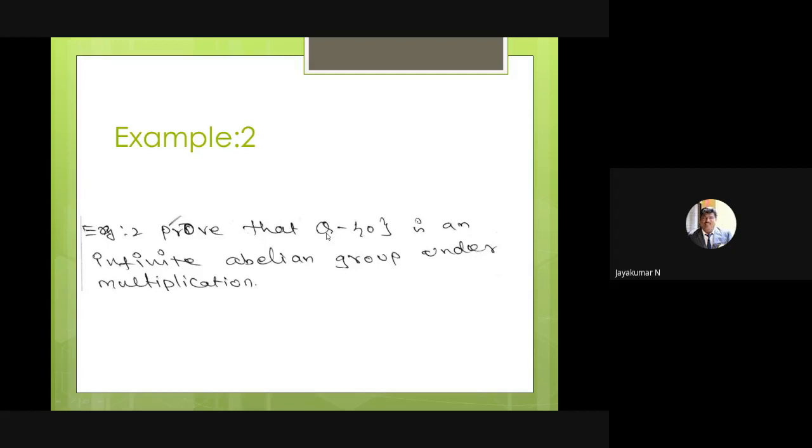Q minus 0 means the set of all non-zero rational numbers. Under multiplication, we have to prove it is an infinite abelian group. This is the easiest one, a similar one. Quickly we recall: if we choose any two elements in Q minus 0, the product of them also belongs to Q minus 0, because A and B are non-zero. When you multiply, definitely AB cannot be 0, because a product of two numbers is 0 only if any one of them or both of them are 0. But here none of them is 0. So definitely the product of two elements in Q minus 0 is also in Q minus 0.